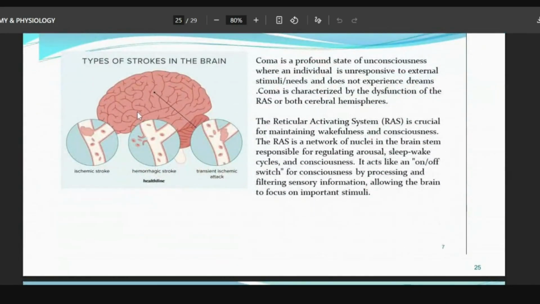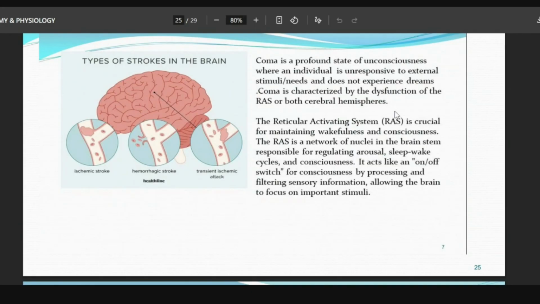Now there is a type of stroke in the brain. I thought I'll put this also because you might get confused in exam. This can come: reticular activating system, we also call it RAS, but it is a single A RAS. In your nephron, what is it? RAAS. RAS is different, so don't get confused. In your brain, the reticular activating system is RAS, not RAAS.